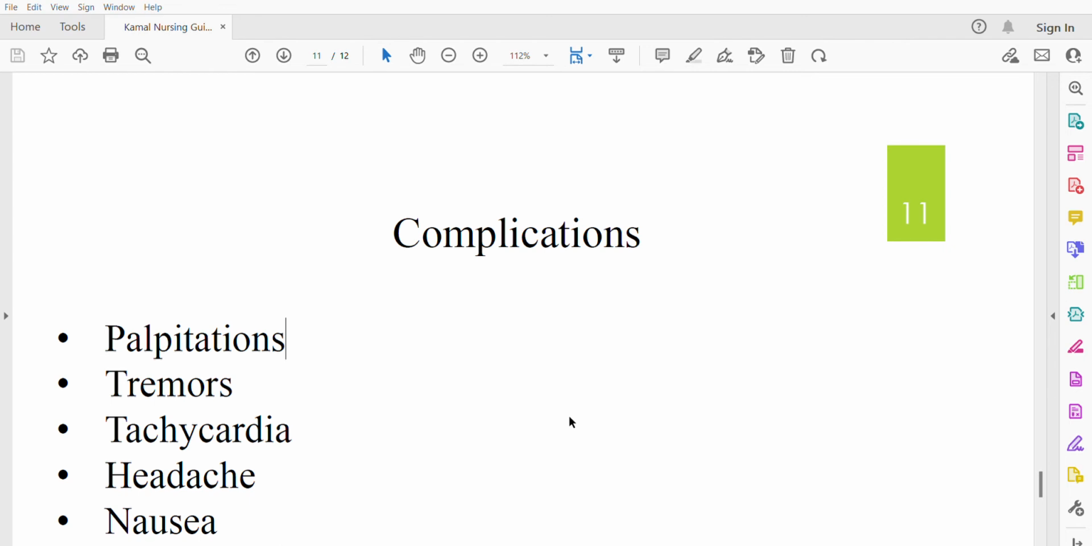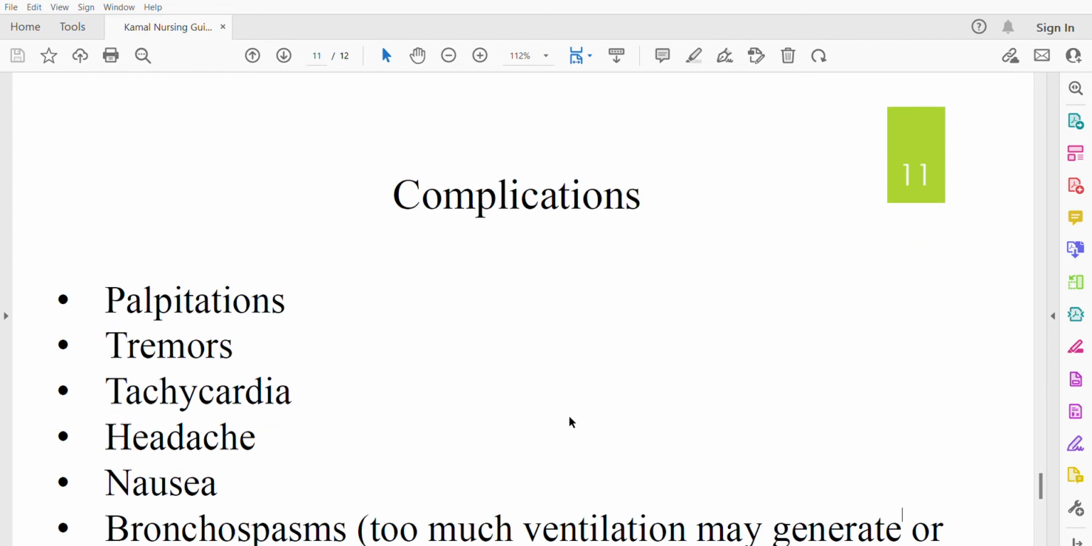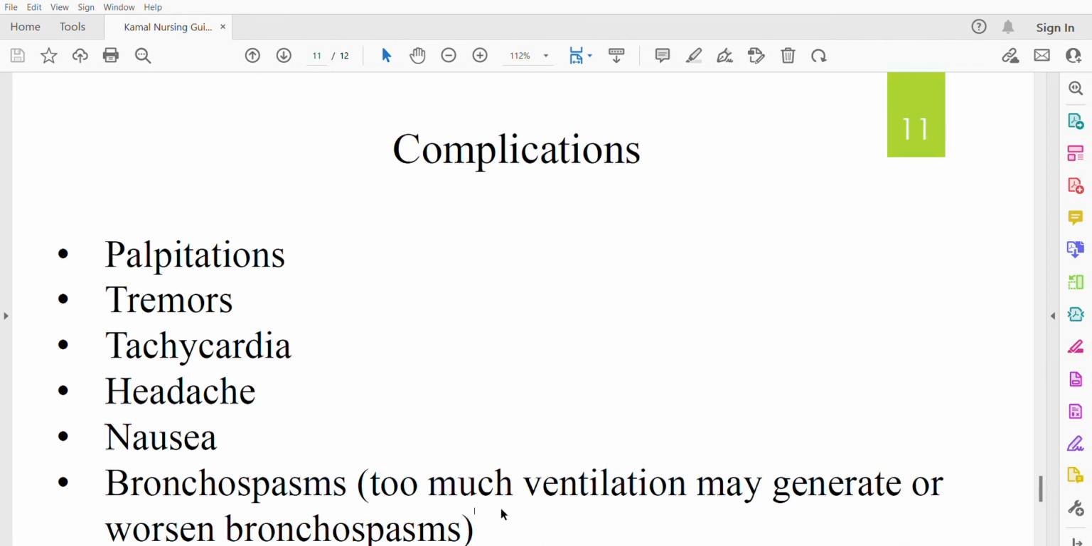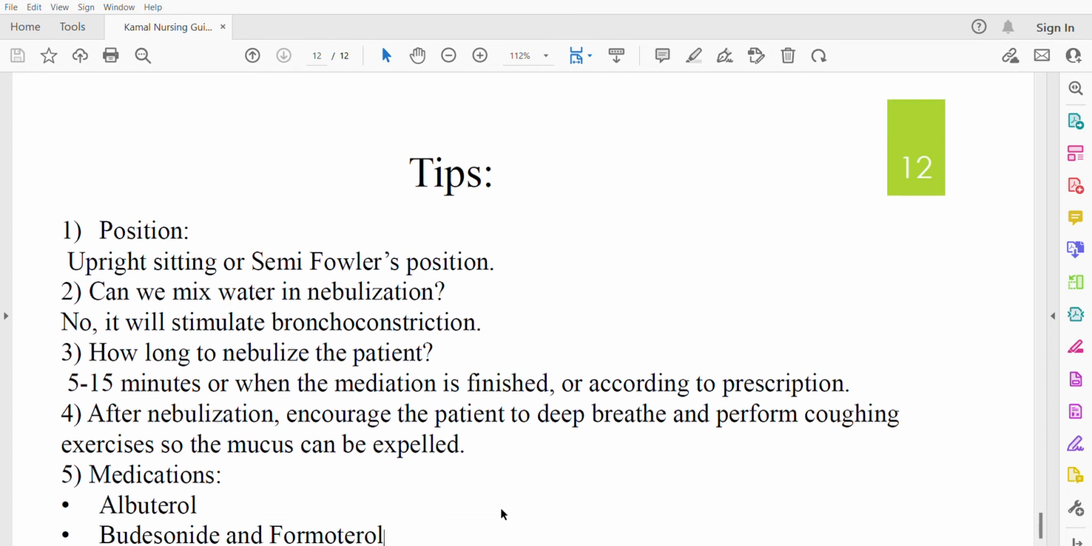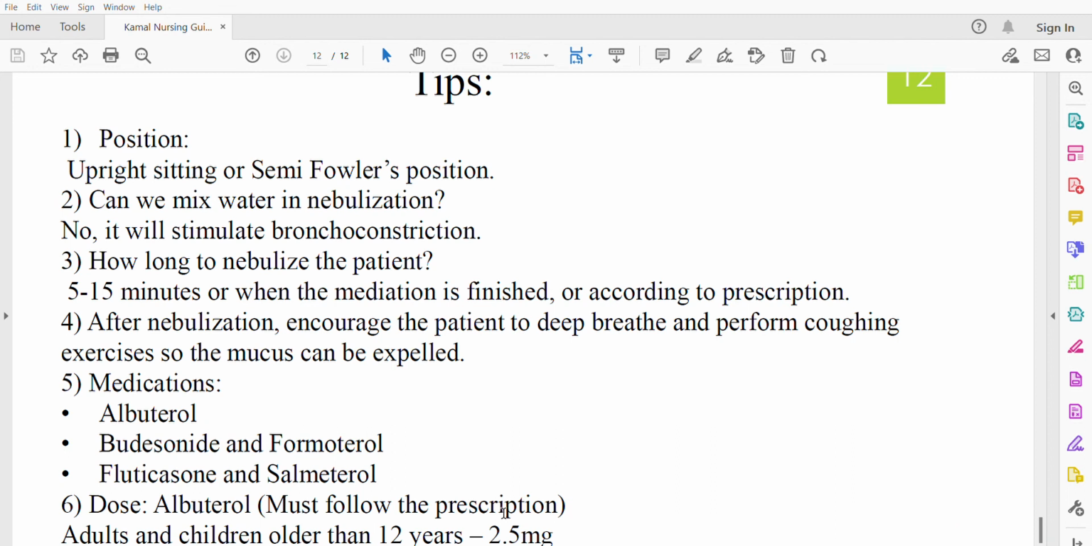Here are some complications that result from nebulizer therapy: palpitations, tremors, tachycardia, headache, nausea, bronchospasms. And here are some tips for you guys.